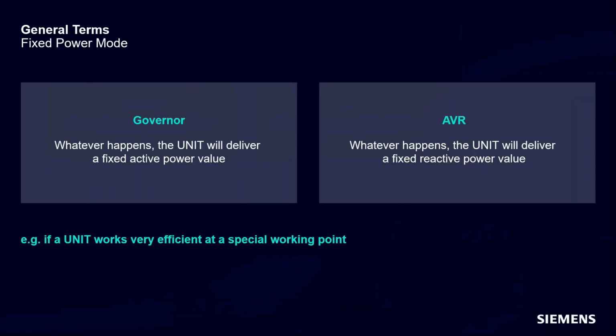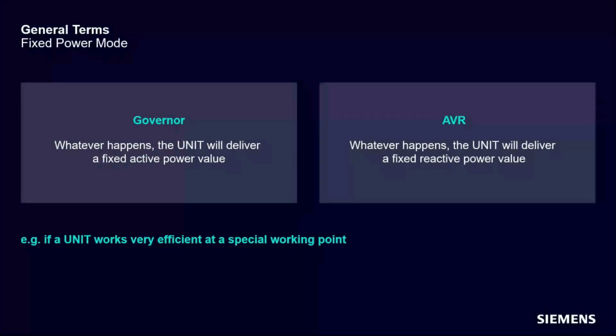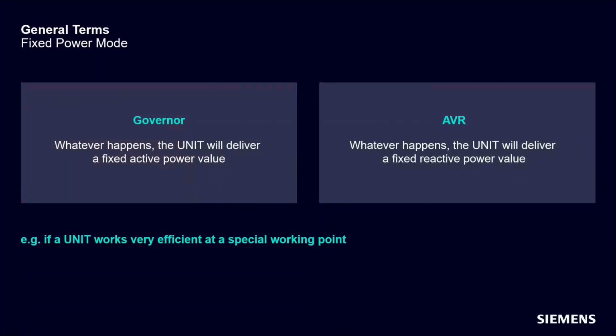On this slide, I will explain the third working mode, which is almost self-explanatory. Fixed power settings are mainly used when a unit has a certain very efficient operating point, or you have a cheap drive energy that you want to use completely. As you can see, this working mode is called fixed power mode.